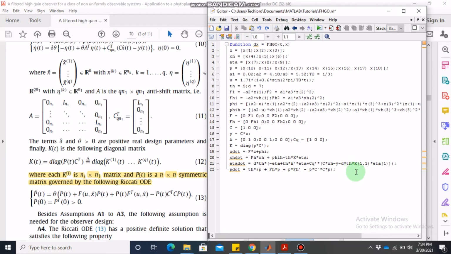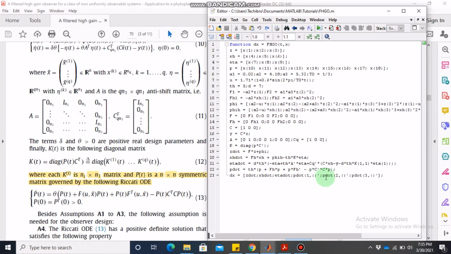So you have to be careful when returning the values. Finally, we return all the values, and the first three state variables are z1, z2, z3. So we make dx equal to z dot. The next below z dot is x hat dot, below that is eta dot, and below that is the first row of P dot. This is the first row of P dot.